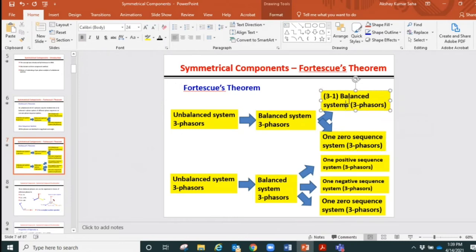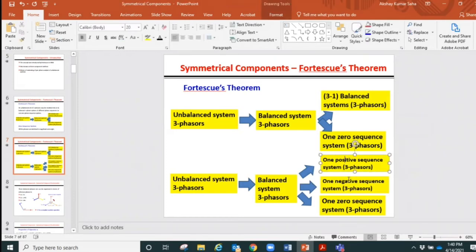We get two balanced systems. Three minus one is two balanced systems of three phasors. One is called positive sequence and the other one is called negative sequence. So we break it down finally like this. We start with an unbalanced system. Because of an asymmetrical fault in the system, we resolve it into balanced systems of three phasors.